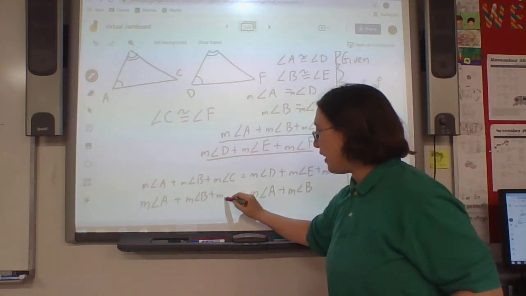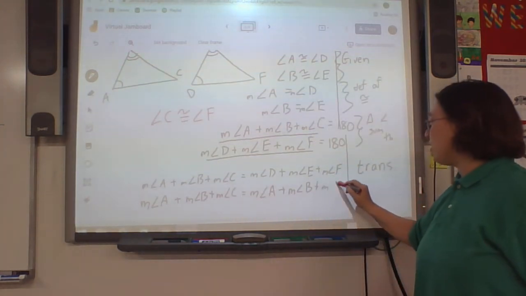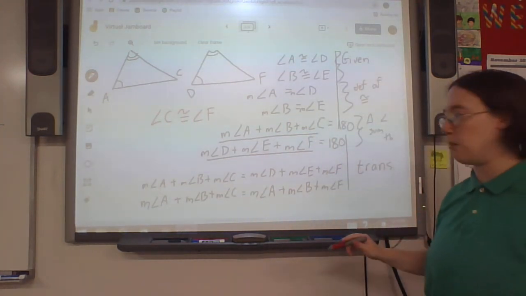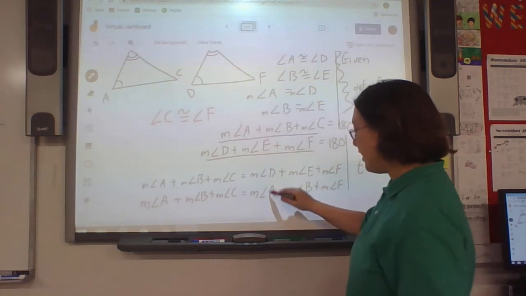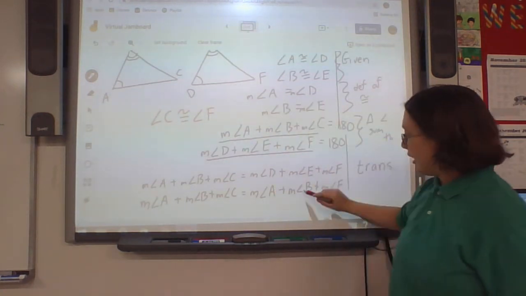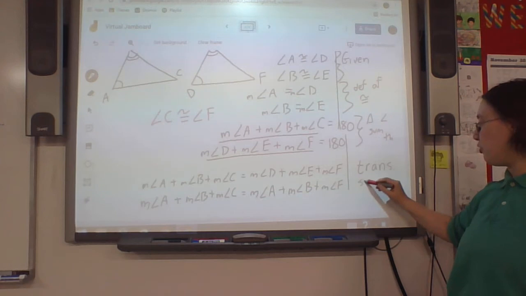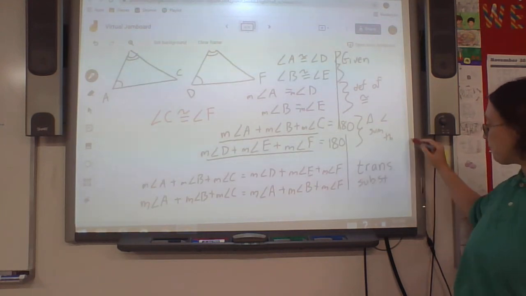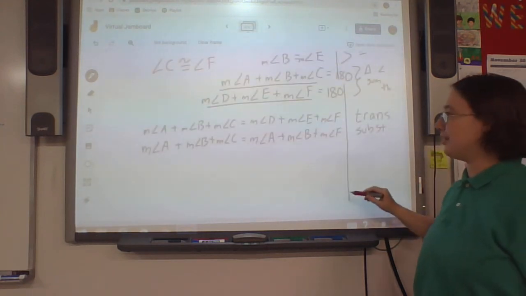And then this angle C and this angle F can stay. So that's just a little bit of substitution. So we substituted A in for D there and B in for E there. So substitution.